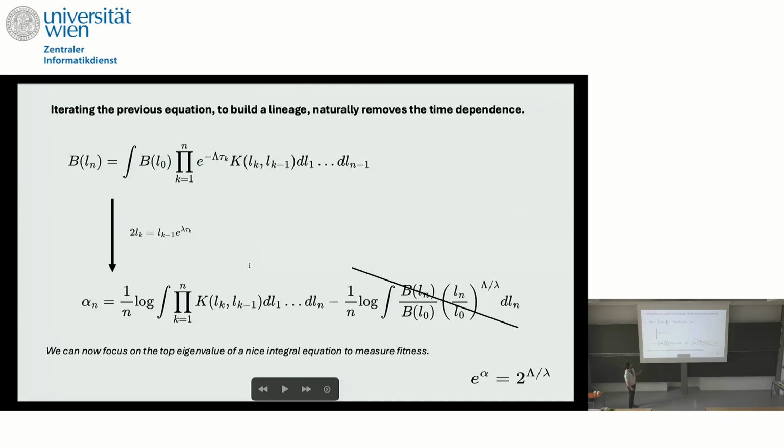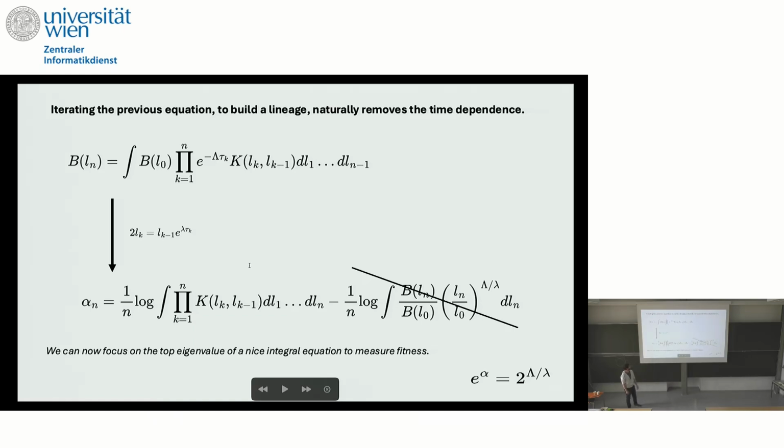Okay, so you could view this as me computing the spectral radius, or you can think of it like I'm building a lineage, just going one generation to the next, to the next, to the next. Integrate both sides, use this symmetry assumption, boundary terms die, and I basically end up with this nicer thing that I'm looking for. And alpha here is literally just the log of the top eigenvalue. So I can now just focus on the eigenvalue, and it's directly related to fitness. There's an immediate relationship between the two.